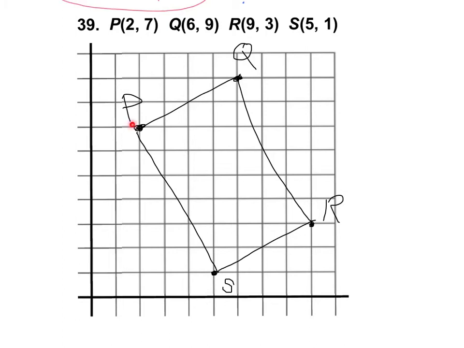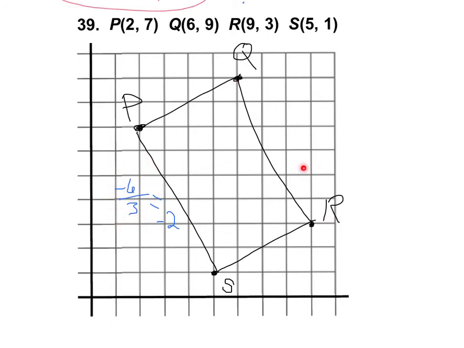I'm going to start from P to S. So I'm going down 1, 2, 3, 4, 5, 6, and over 1, 2, 3. So down 6 over 3. Now you can reduce that. If you reduce that, it actually reduces to just negative 2. That's fine. But make sure you have the original slope there, because we might need to use that.